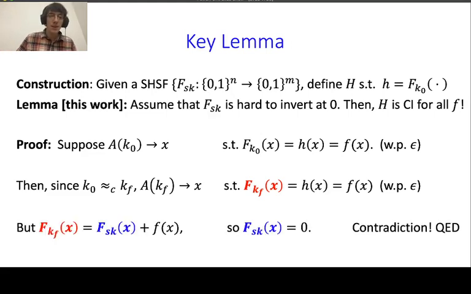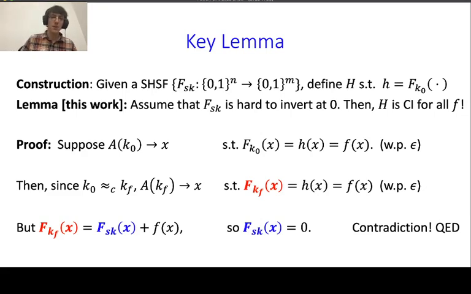But we know that the f-shifted evaluation is just equal to the actual PRF evaluation plus f of x. So just plugging that into the equation, we immediately see that this means that the PRF evaluation of x is equal to 0. We also assumed that it's hard to invert 0, so this is a contradiction. And that's it. It's a very syntactic proof, and it says that you get correlation intractability for all f at the end. So I think this is very nice.